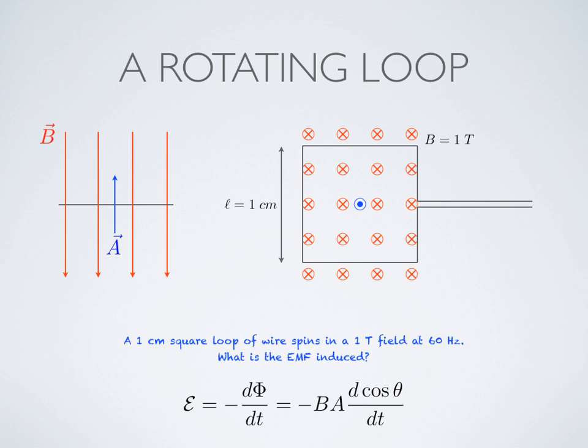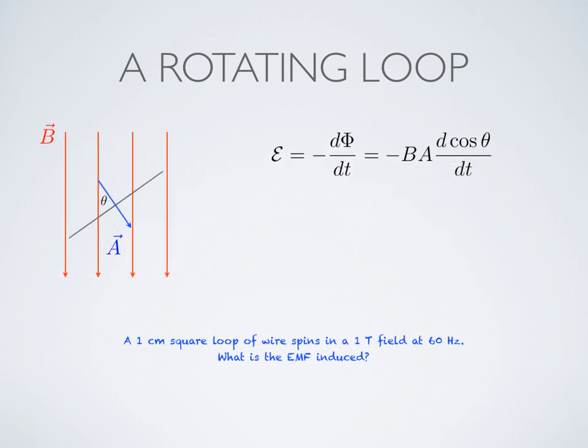This thing's flipping over and over again. That means that theta is actually a function of time. I've drawn a stop action partway through the process here where theta is tilted over, and you can see that there's an angle between the A vector, the area vector for that loop, and the field B. And theta depends on time. It's equal to omega t, where omega is 2 pi f, and the f in this case is 60 hertz. It's 377 radians per second.